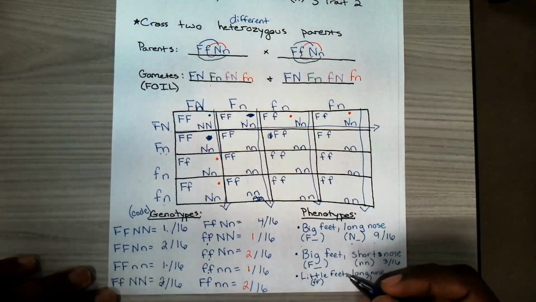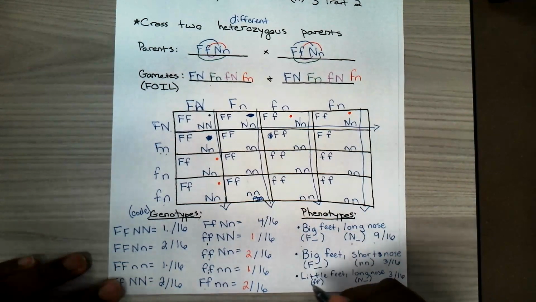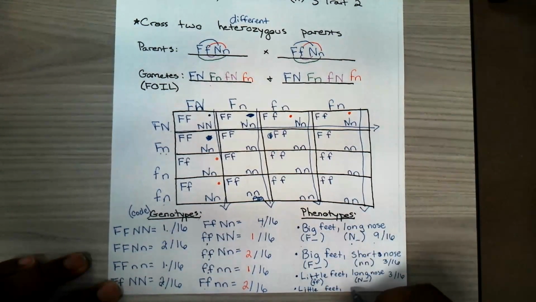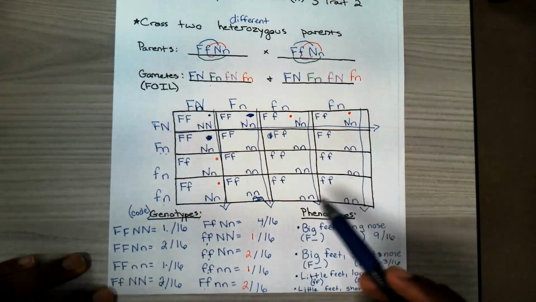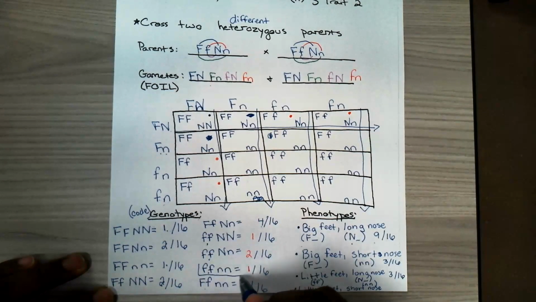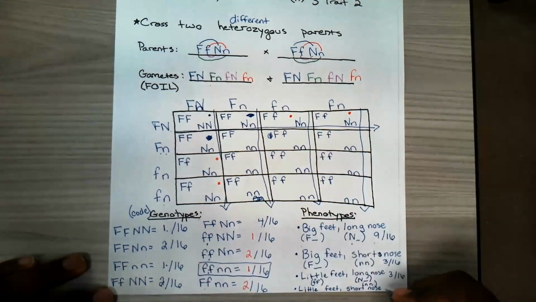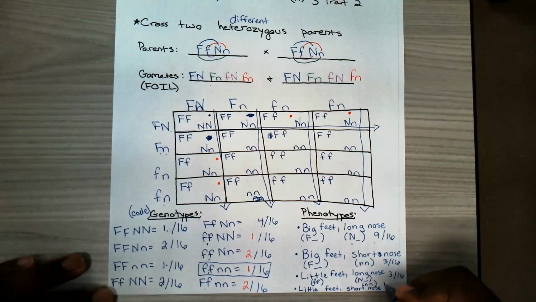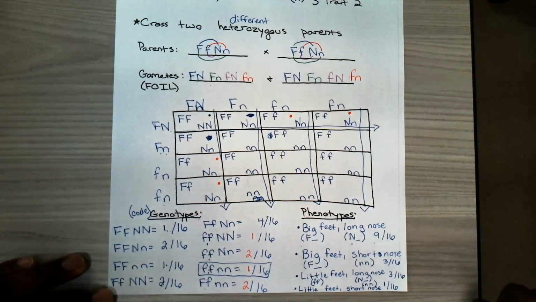And then our last one is little feet with a short nose. So I am going to put that here. Hopefully you can see that. Little feet, short nose. These are both recessive traits, which means they both have to have the small letters. So we have to have the little f and a combination of little n. And we find, where is it? Here it is. Little f, little n. That only happened once. So of us actually seeing a person with little feet and a short nose, we have a 1 out of 16 shot.